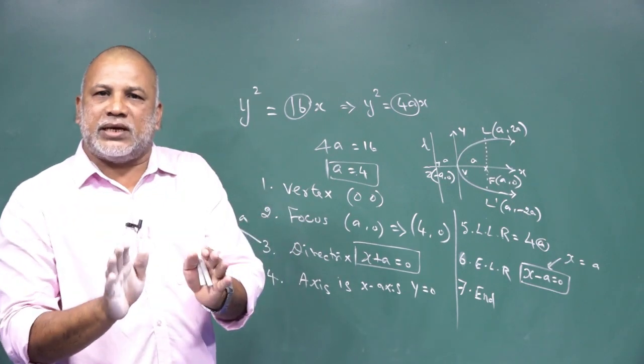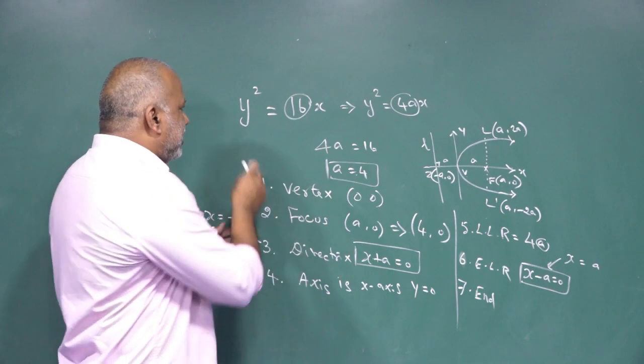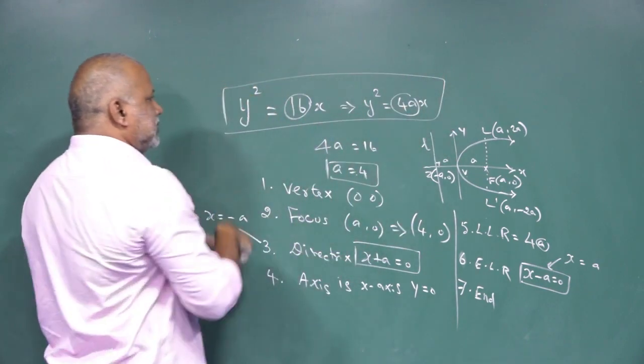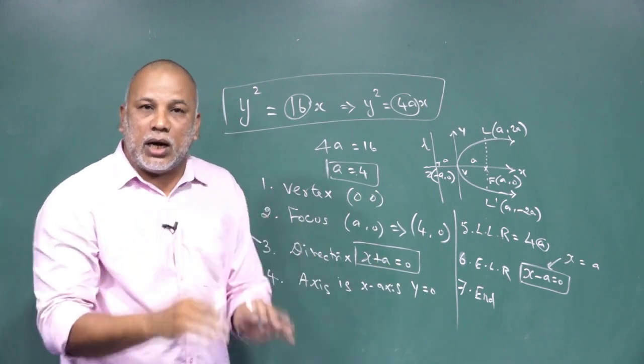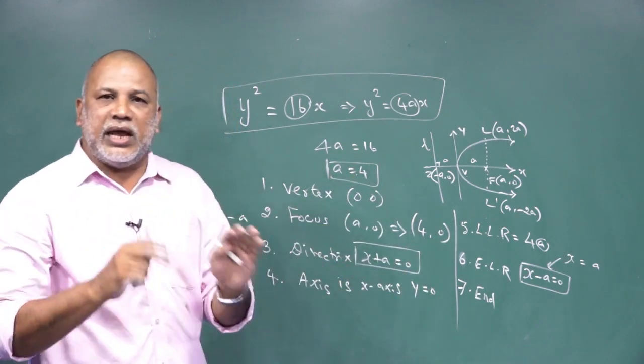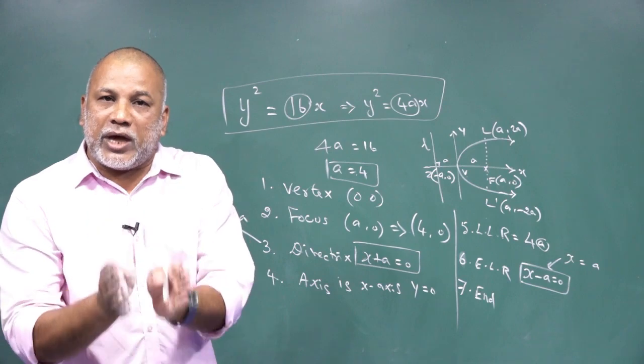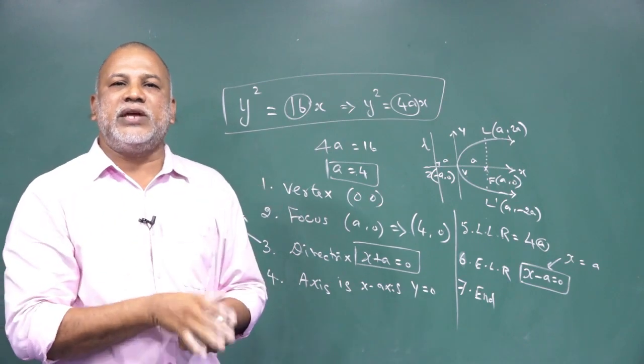In type number 1 sums, we already worked out the equation when it is given. We worked out 7 results. Now, out of these 7 results, any 2 results may be given, and you have to work out the equation of the parabola.